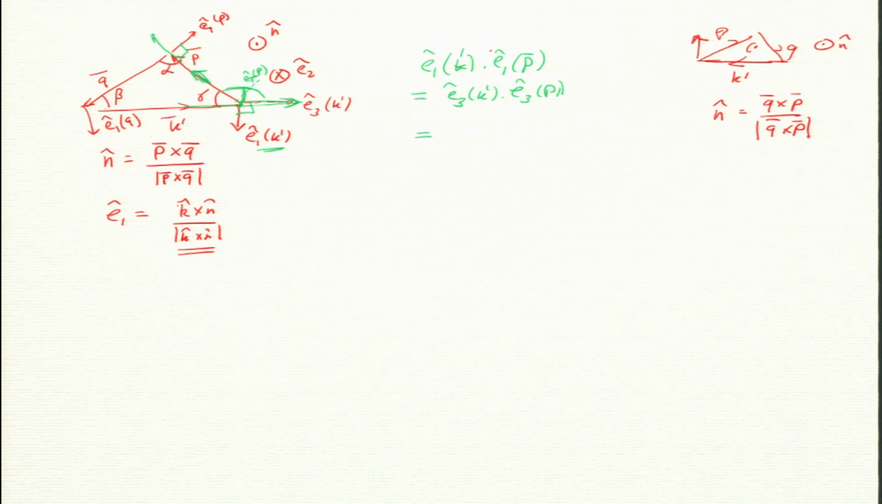Correct. This is E3 of p and this is E3 of k prime. So the angle is 180 minus gamma, so cos of 180 minus gamma is minus cos gamma. You will find exactly the same for counterclockwise as well. So this is unchanged.